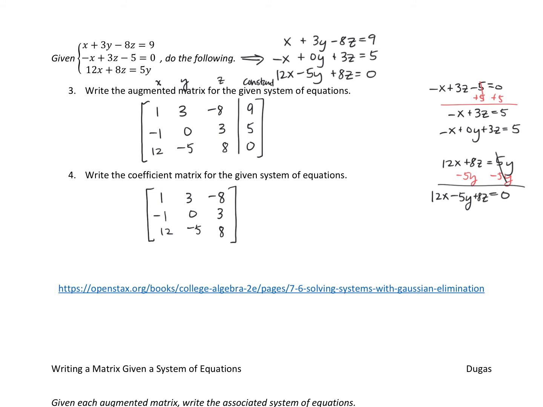Some of the wording and the examples, I used the OpenStax College Algebra, 2nd edition. If you need more information or more examples, go to this URL and use this textbook. It's a great free resource available to everyone.